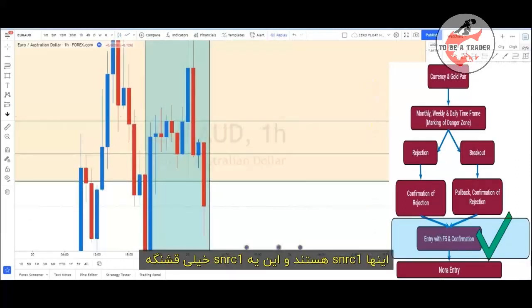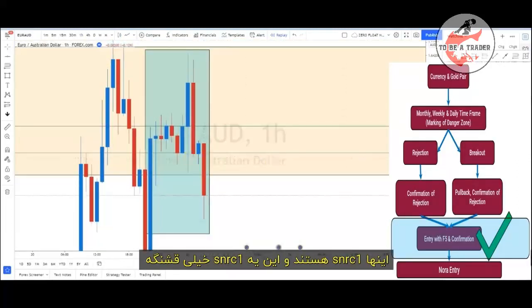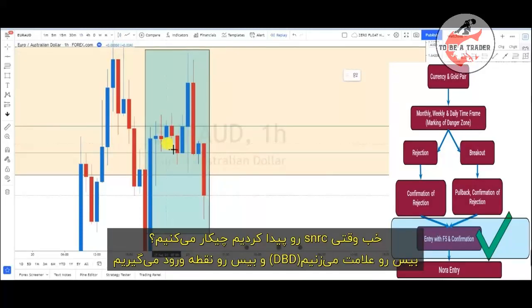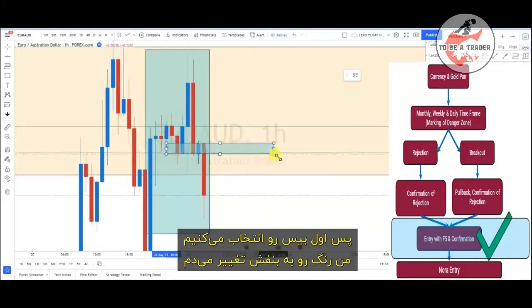It is the SNRC1. This is also a very beautiful SNRC1. So what should we do if we found the SNRC1? We mark the base, the base drop as our entry point. Okay, so we mark the base first. I'm going to change the color to, let's say, purple. Yes, okay, we have a clearer view.